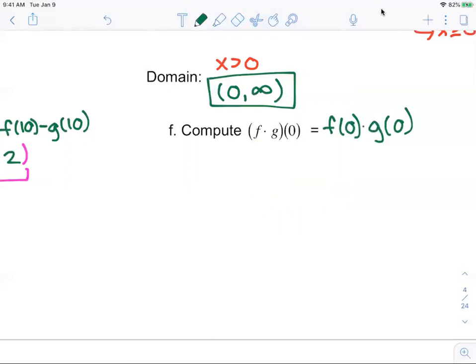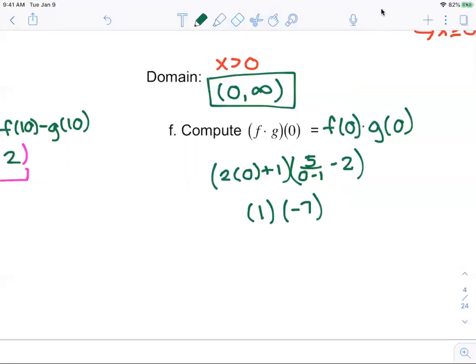So for the f function, when you plug it in, it's 2 times 0 plus 1. The g function, when you plug it in, it's 5 over 0 minus 1 minus 2. So the f function, 2 times 0 plus 1 is 1. The g function, 5 over -1 is -5, minus 2 is -7. 1 times -7 is -7.